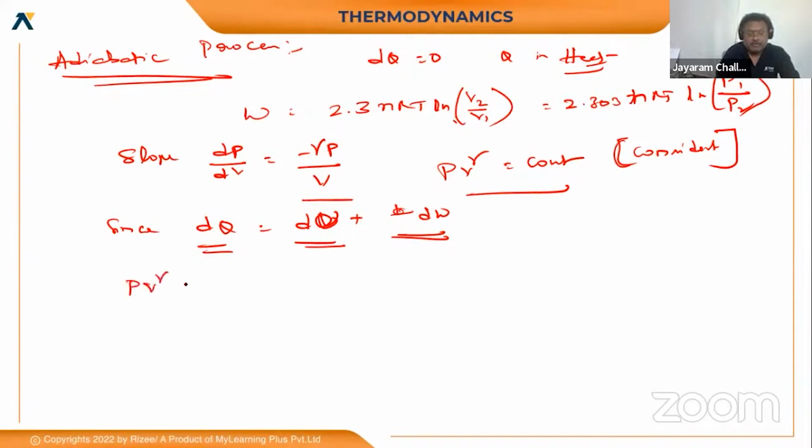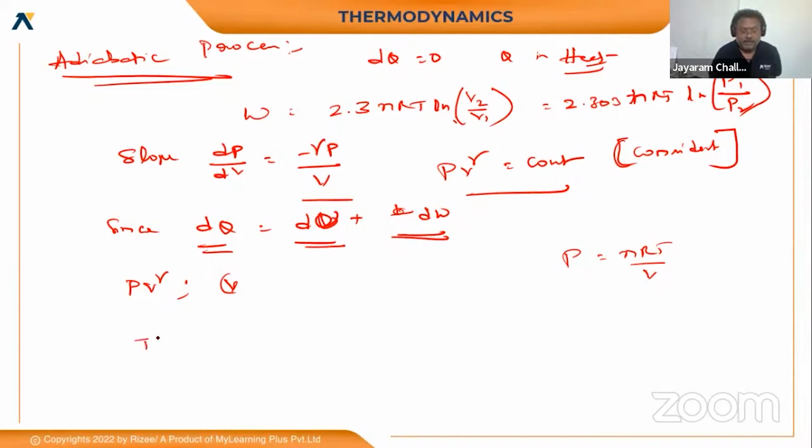PV to the power of gamma. Next one. What is the next stage? That is the relation between the volume and temperature. I have to remove the P. P can be eliminated from the ideal gas equation, nRT by V. So PV power gamma is going to remain as a constant in this particular adiabatic process.